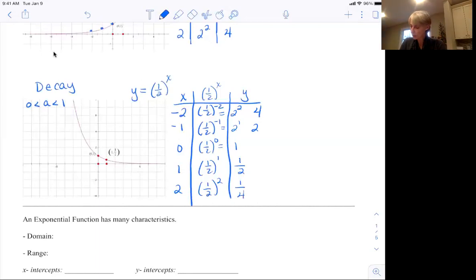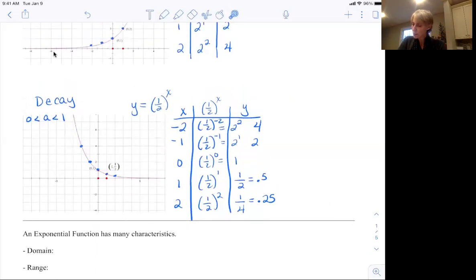Again, if you were looking at your calculator, which I know some of you are relying on, those would be your fractions. So let's make sure our table works. -2 is 4, -1 is 2, 0 is 1, 1 is 1/2, 2 is 1/4, etc. And notice if we connect our curve, we've got this decay pattern. Other possible examples would be 1/3 to the x, 1/4 to the x, etc.